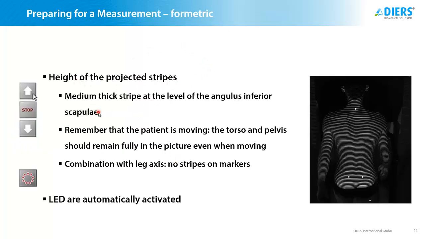Now the height of projected lines is very similar to what we do with the postural lab. The medium thicker stripe should be at the level of the angulus inferior of the scapulae. This line's exact height is insignificant. It does not make any difference at all. In case of motion, you just have to remember that as well the upper area here as the lower area here have to remain inside the projected area during the measurement.